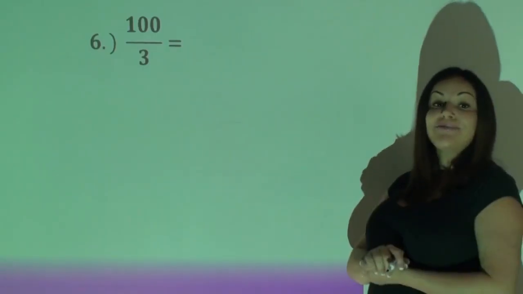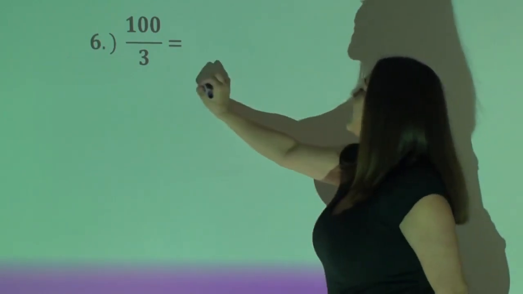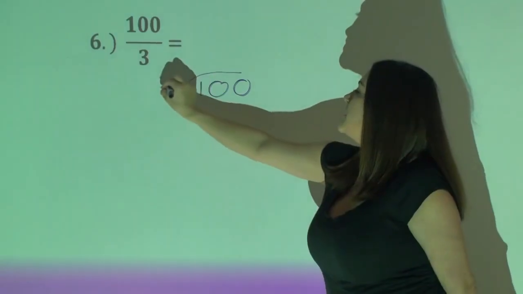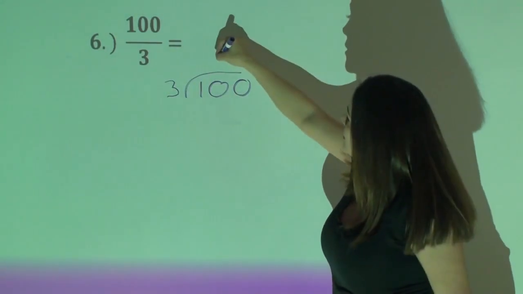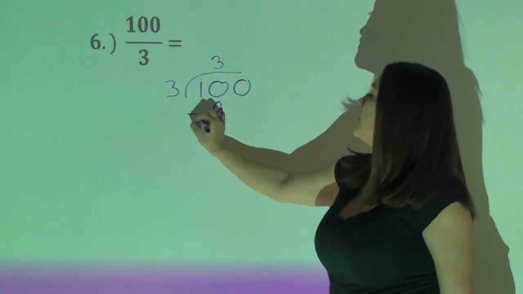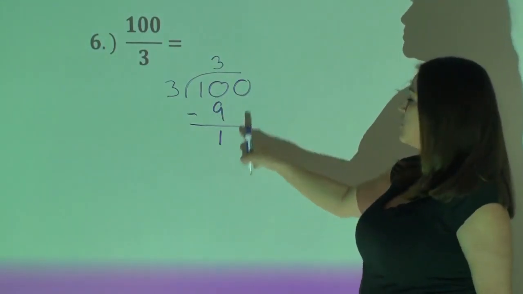Okay, so let's go ahead and do problem number 6. Here we have 100 divided by 3. So we're going to take 100 and we're going to divide 3 into it. 3 goes into 10 3 times. 3 times 3 is 9. Okay, we're going to take 10 and subtract 9. That's going to give us 1. Bring down our 0.